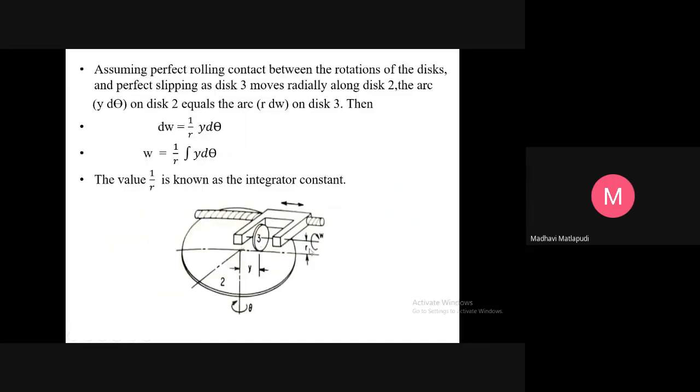You can see a 3D mechanism here. Now, assuming perfect rolling is happening between disk 2 and disk 3, and perfect slipping as disk 3 moves radially along disk 2, the arc y equal to d theta is equal to r into dw on disk 3. So r dw is equal to y d theta, or dw is equal to 1 by r y d theta. So w is equal to 1 by r integral y d theta. The value 1 by r is known as the integrator constant.